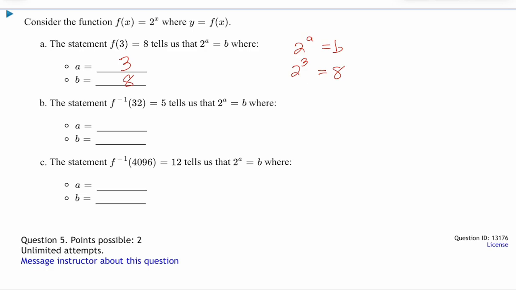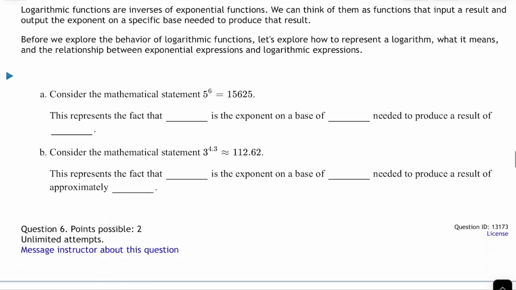Our a would be our output of 5, our power. Remember, the answer to a logarithm, or the inverse of an exponential, is a logarithm. Its answer is the power. So the a is the power, and the b is our number. Same thing for C. A is the power. Our input, 4096, is the number that would sit inside. So 2 to a power of 12 has to equal 4096. So they're just getting you used to reversing things. That's what a logarithm does.